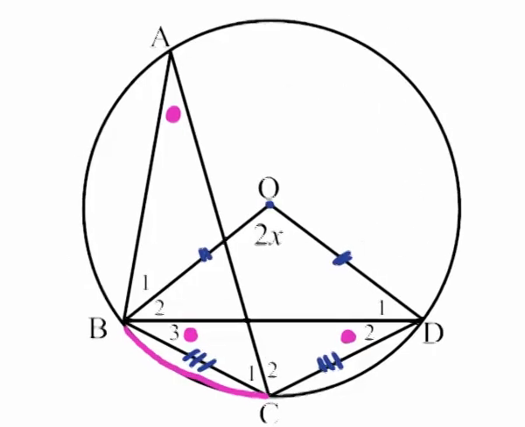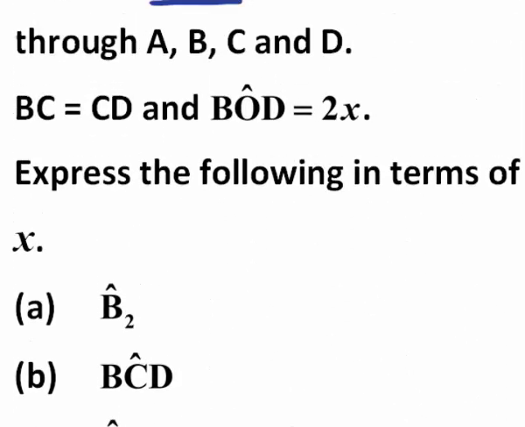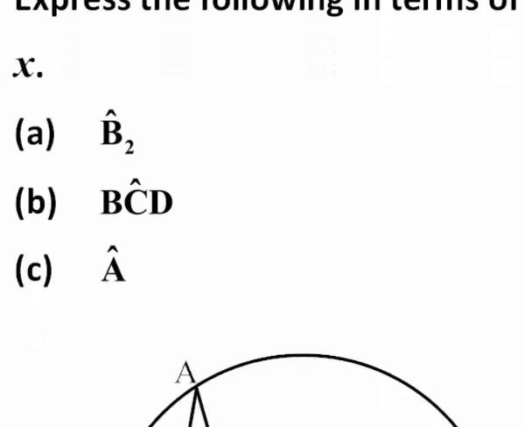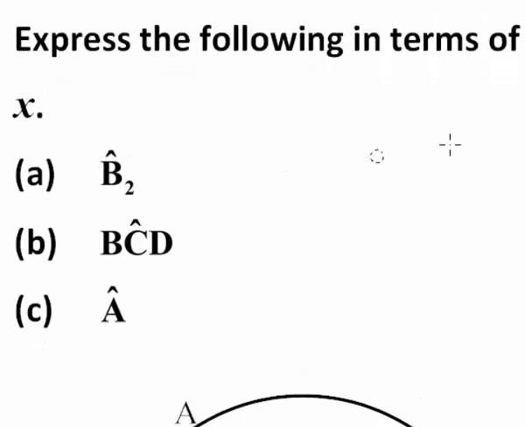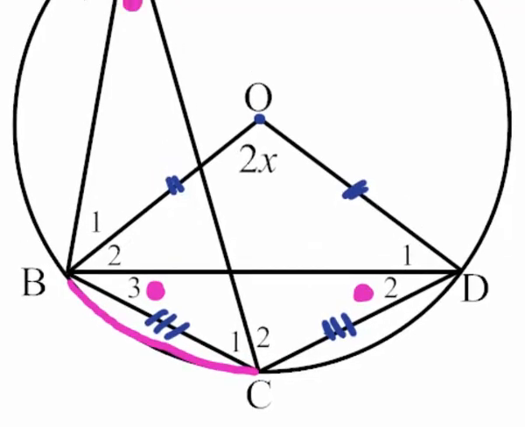Let's see what the questions are. It says express the following in terms of x, and we want to focus on B2 there. If you look at this, these are equal. In other words, this angle here is equal to that angle there. It's the angles opposite the equal radii. Now that's 2x.